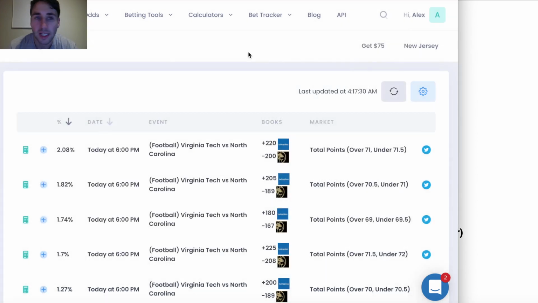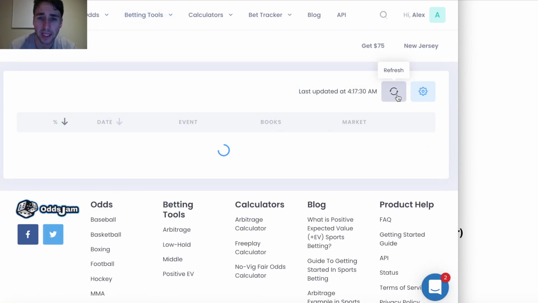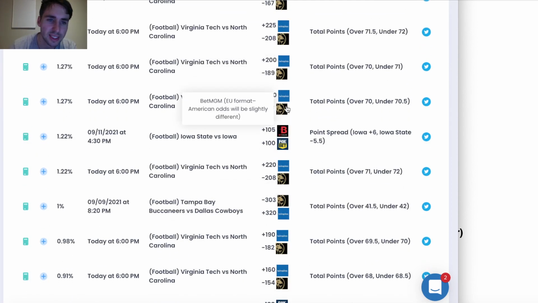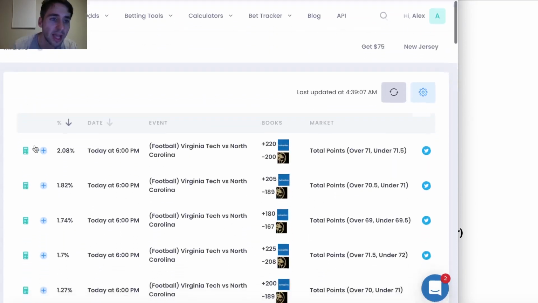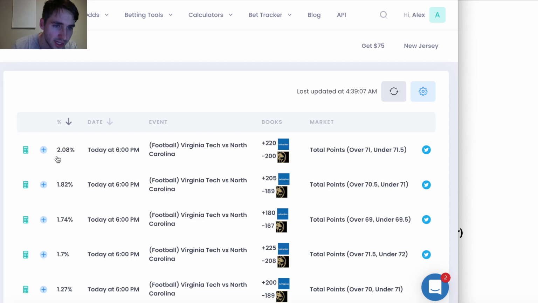So again, OddsJam has a middling page. We have an arbitrage page, a positive expected value page. You just hit this refresh button to see all current middles. And you can see there are a ton in this Virginia Tech versus North Carolina game currently. So you could kind of just go down the list and place bets on all of them. Again, you can't lose money in these situations as long as the middle percentage is positive. So you're only making money, and you have the possibility of this big win. So it's still fun to watch the game and everything.